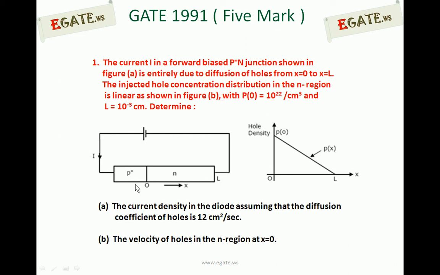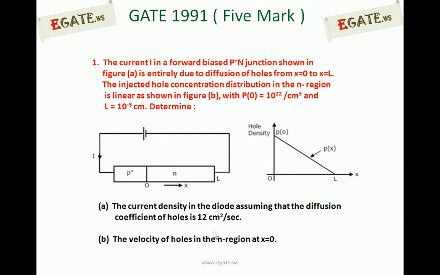Determine A. Current density in the diode, assuming that the diffusion coefficient of holes is 12 centimeter square per second. B. Velocity of holes in the N region at x equal to 0.